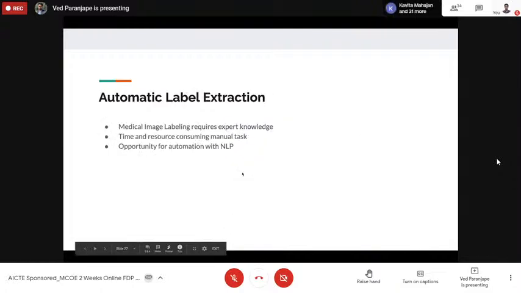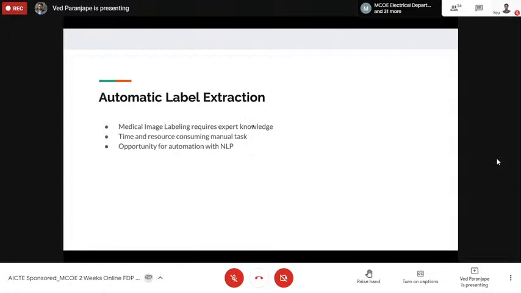Automatic label extraction is another very important application of machine learning. Medical image labeling requires expert knowledge, like we saw in the lung cancer example. Lots and lots of data is required for training the model to correctly predict if the given image has cancer or not. It requires a lot of expert knowledge, and it's a very time and resource consuming manual task. A radiologist has to go through each and every report. So this is an opportunity for automation with NLP. Natural language processing, its short form is NLP.